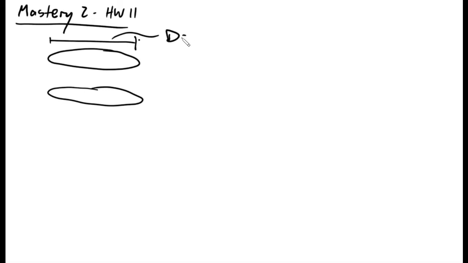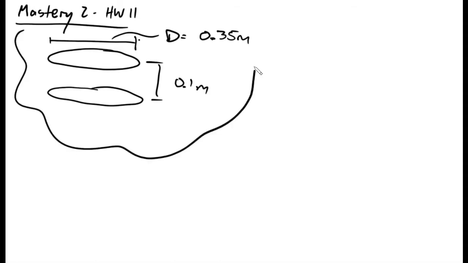Okay, so the problem is there's two discs. These discs have a diameter of 0.35 meters, and they're separated by a distance of 0.1 meters. And they're surrounded by surroundings at 300 Kelvin.